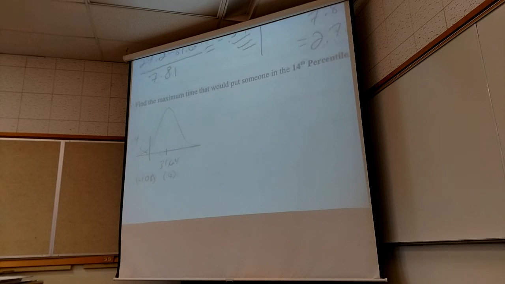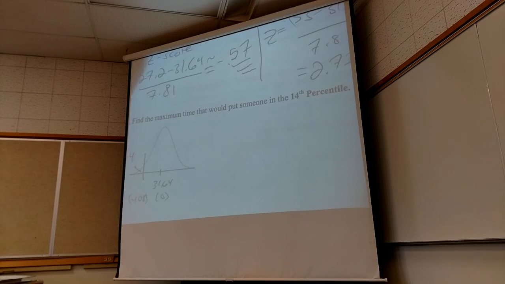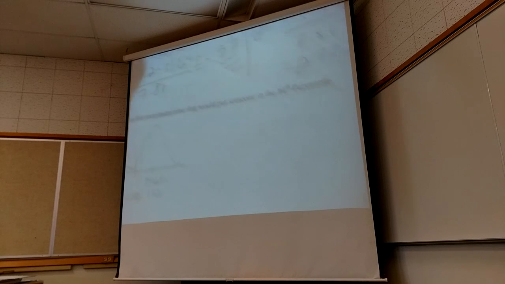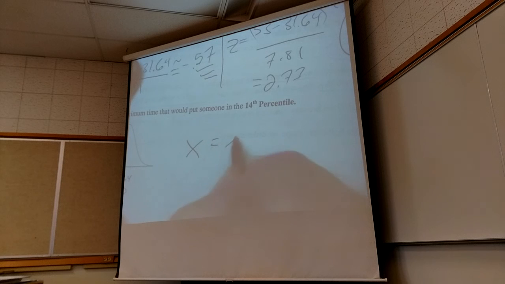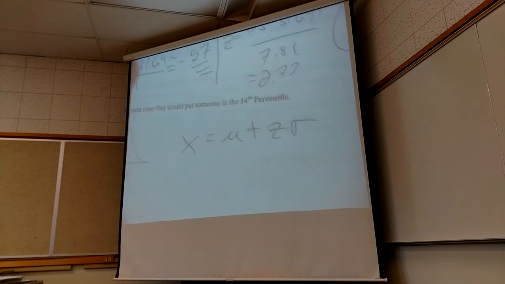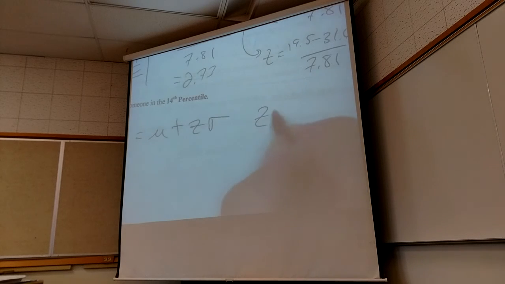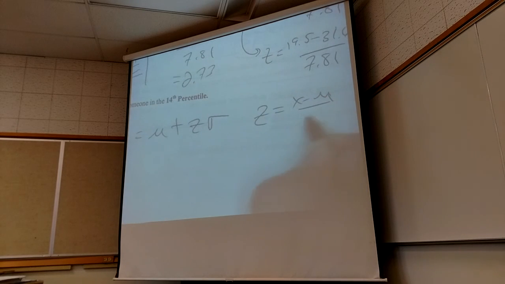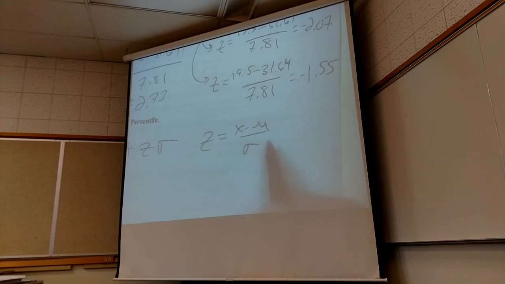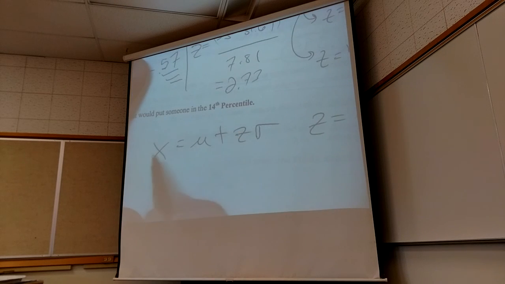Now the question, is that the answer? No, that's a z-score. And I want to convert that back into a time, right? We actually developed a formula for that. So you solve for x. Remember this guy? So that's the analog to this guy. If I know all this, I can make a z-score. If I know all this, I can make a raw score.